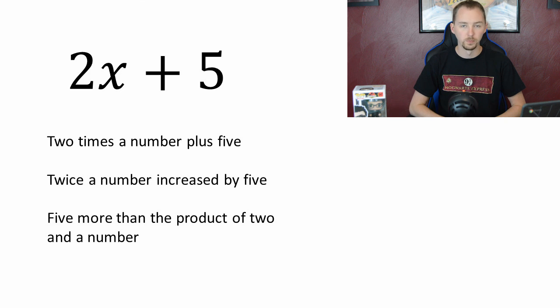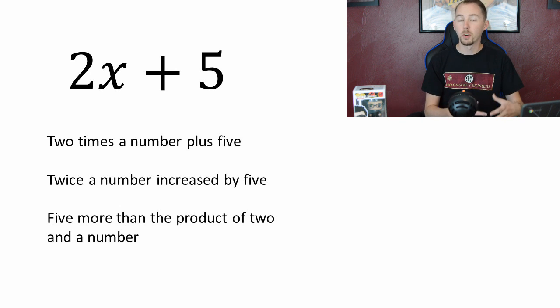A much more complicated way to translate it, but still valid, is by using the word more than. But if we're going to use the words more than, remember, because of that word than, we actually have to switch the order in which we say it. So instead of saying 2 times a number more than 5, we actually have to say it the other way, 5 more than, and I chose to use the product of 2 and a number, because product is another word that means multiply. Let's take a look at another example.